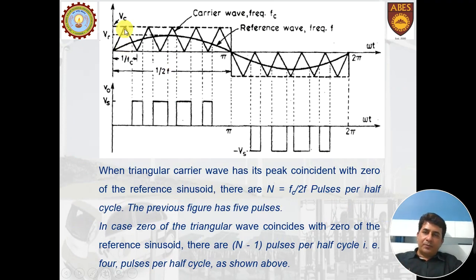However, if the 0 of this triangular wave is coinciding here, then the number of pulses will be n minus 1. So when a triangular carrier wave has its peak coincident with 0 of the reference sinusoid, then the number of pulses n is given by fc by 2f per half cycle. And when it is the case like this, then we get n minus 1 pulses per half cycle.